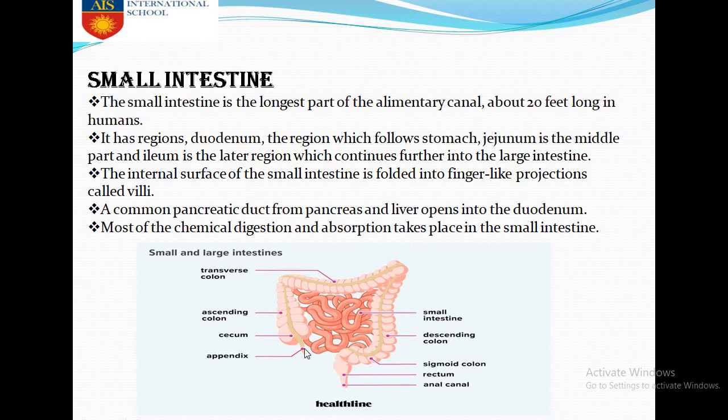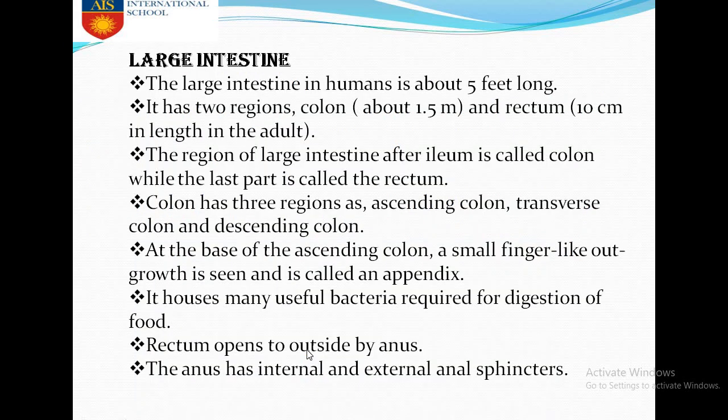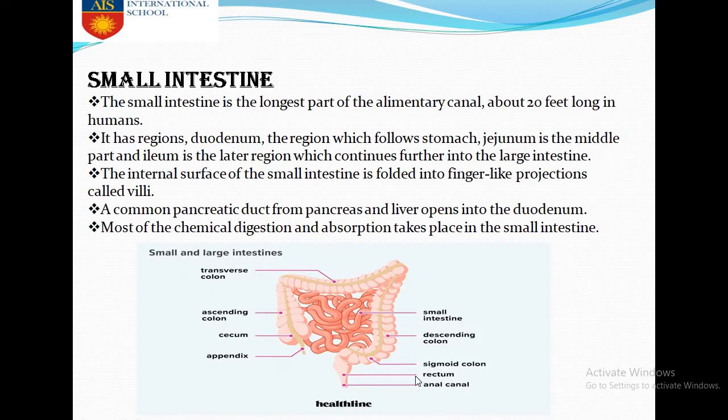Here, only in the cecum, there is an appendix, which is a vestigial organ. At the base of the ascending colon, a small finger-like outgrowth is seen, called the appendix, which I have shown you. It is a house for many useful bacteria required for digestion of food. The local bacteria reside over there. Now, the rectum opens to the outside by the anus, and the anus has internal and external sphincters. This rectum leads to the anus, and the sphincter regulates the bowel movement.